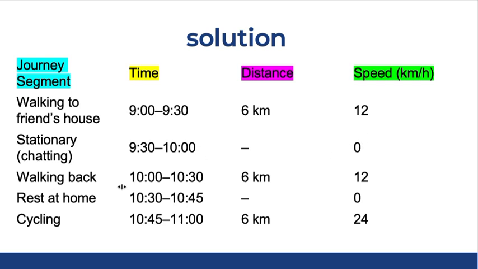Then she walked back at the same pace. So she covered 6 kilometers at the same pace, so her speed should have been 12 kilometers per hour. Then she rested at home, so the speed is again 0. And then this time she cycled with twice the speed. That's what it says. So 2 times 12 is 24. So her cycling speed is 24 kilometers per hour. So there you go, guys. That's the analysis of her speed.